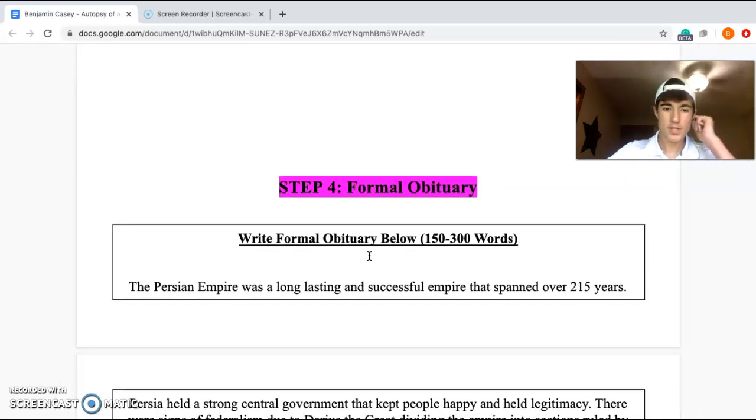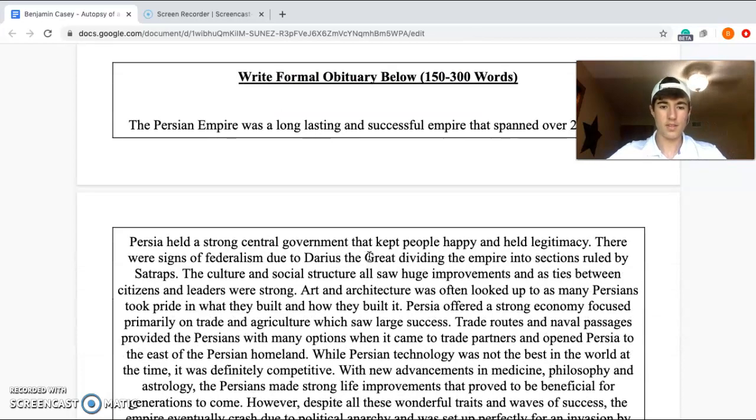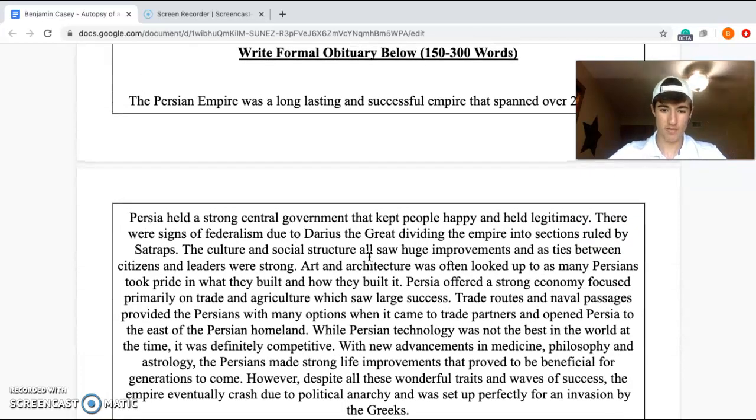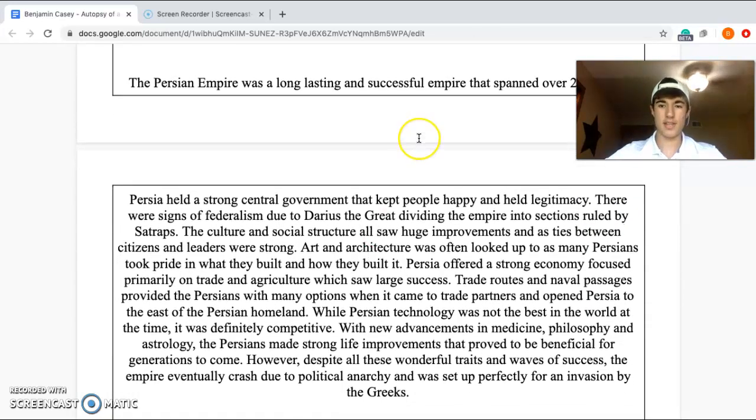If we look at the obituary here, they had a lot of good things going for them. Like I mentioned, they lasted a long time. They had a strong central government. People were happy. The government had legitimacy. People liked the kings and the rulers. The kings and the family stayed in the family, sort of a monarchy. And the culture and social structure all saw huge improvements in Persia.